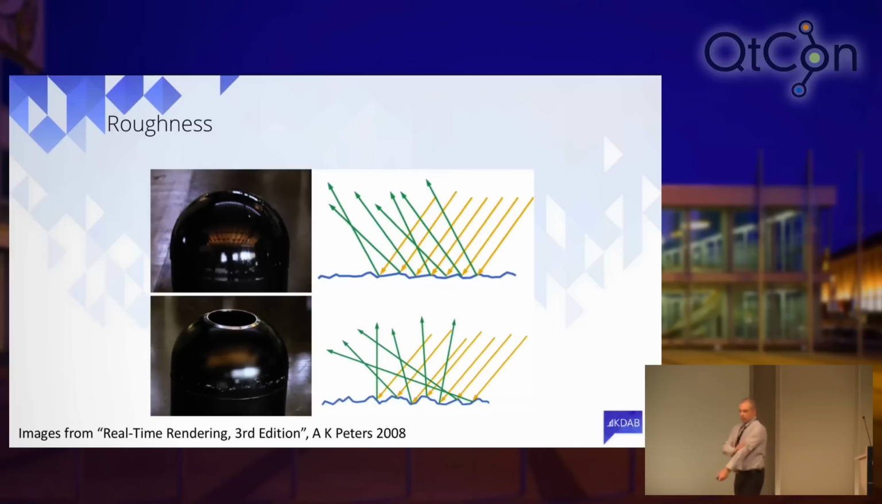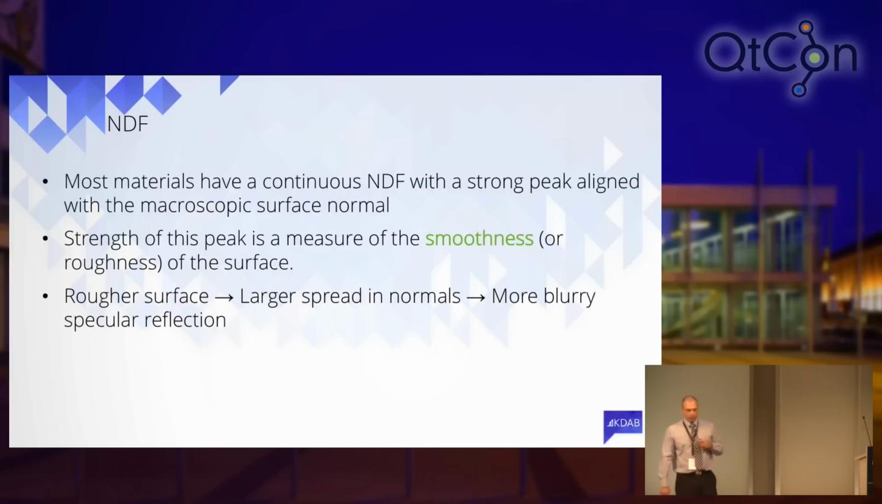Now, most materials have a continuous NDF. It would be a bit strange if they were discrete with breaks in continuity. So most of the ones we're going to see are continuous. Now, the strength of the peak of the normal distribution function is usually controlled by the smoothness, or equally the roughness, of our surface. So if we have a rough surface, our normals are going to be much more spread out. If we have a very smooth surface, they're all much more aligned, and the peak in our NDF is much stronger.